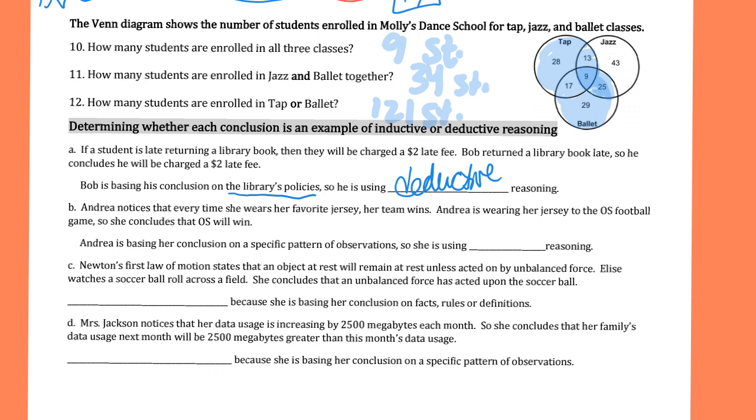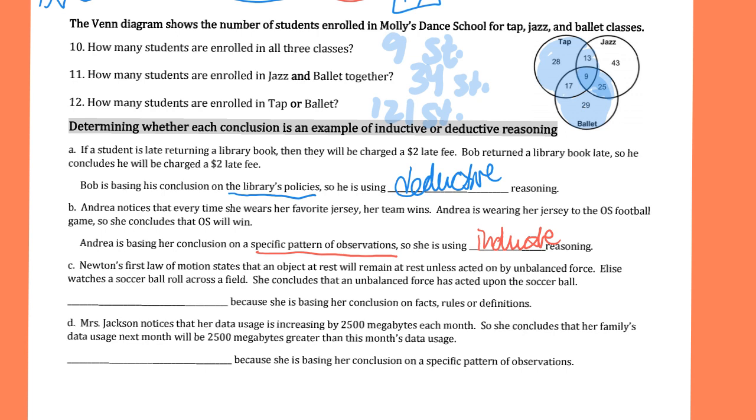Now, Andrea notices that every time she wears her favorite jersey, her team wins. Okay, she's noticed that. And so she's wearing a jersey, so she concludes that Olathe South will win. Well, what does that tell you? Well, she's looking at sample data and saying, hey, I notice this happens. So she's basing it on a specific pattern of observation. So she's using inductive reasoning. Okay. All right.